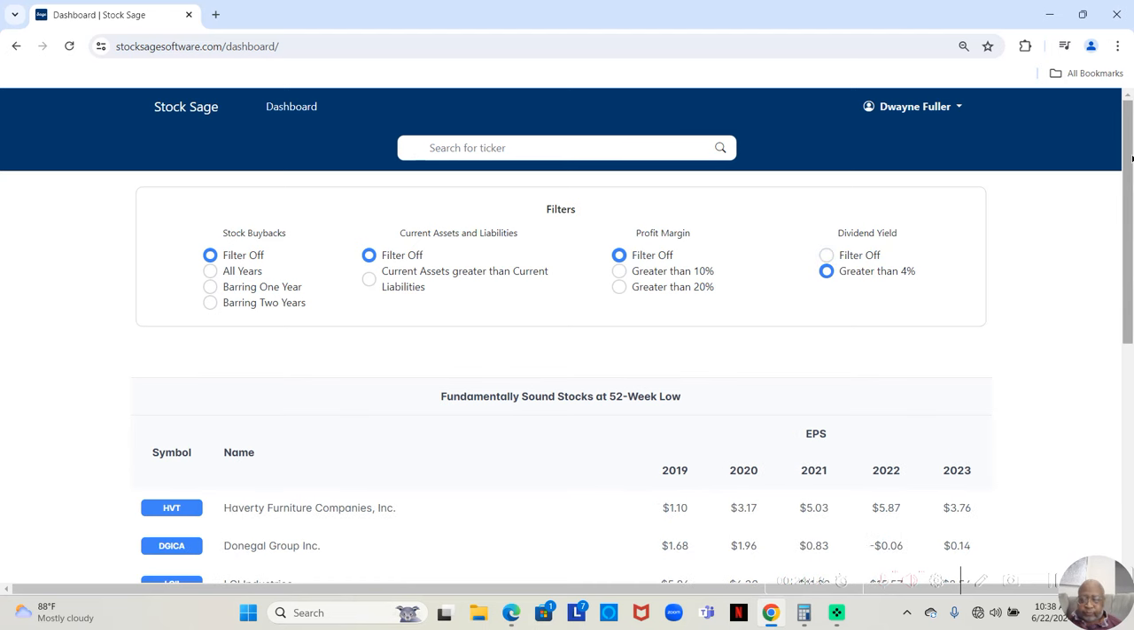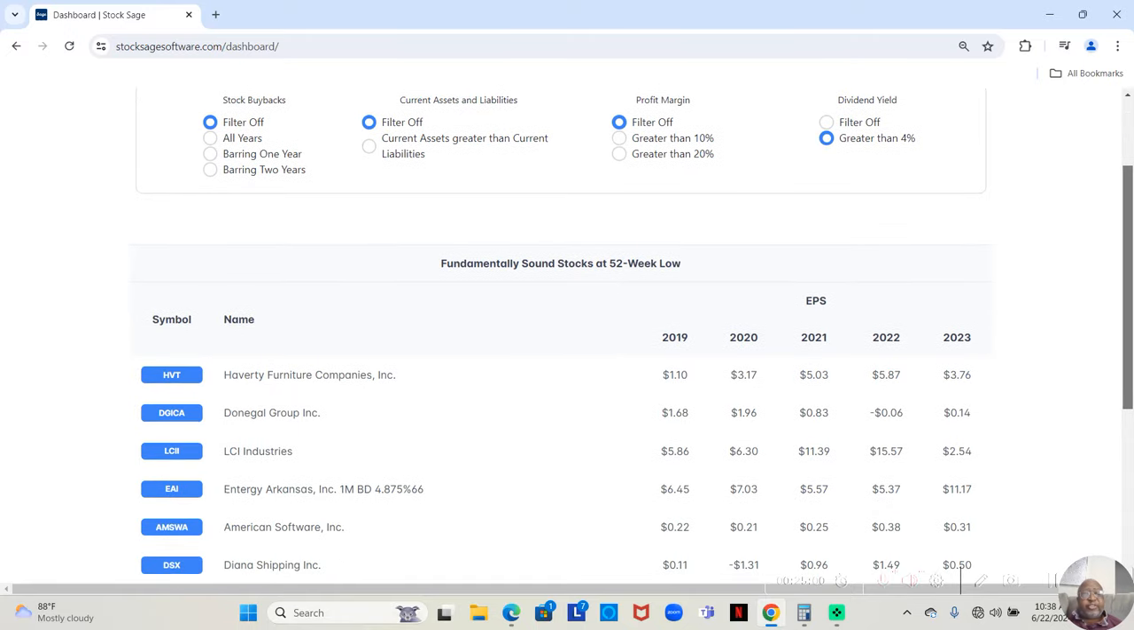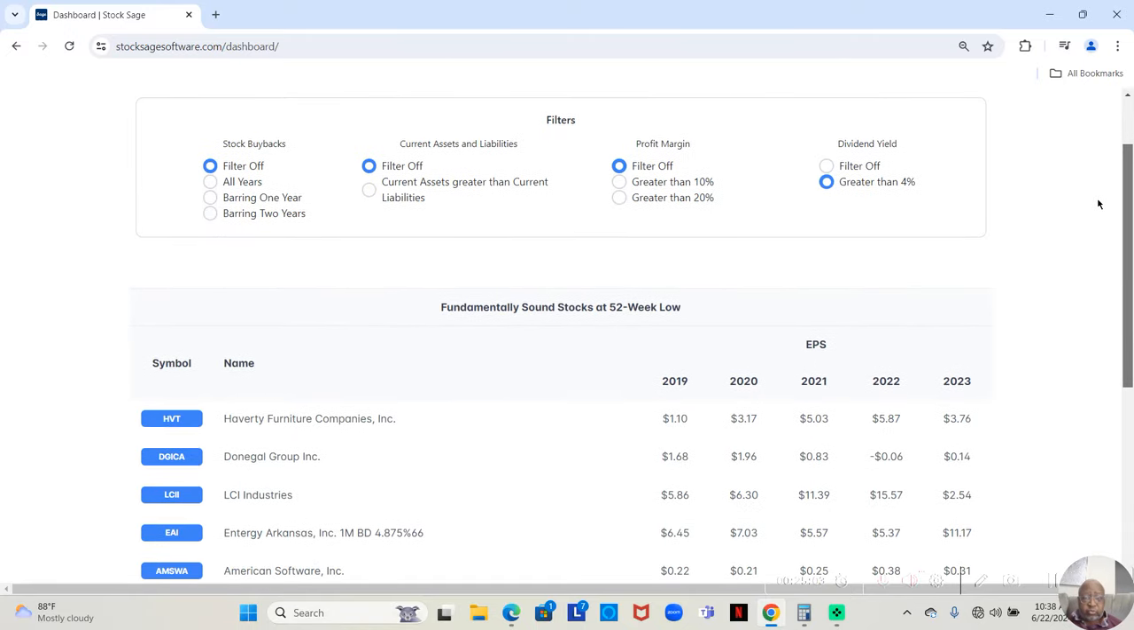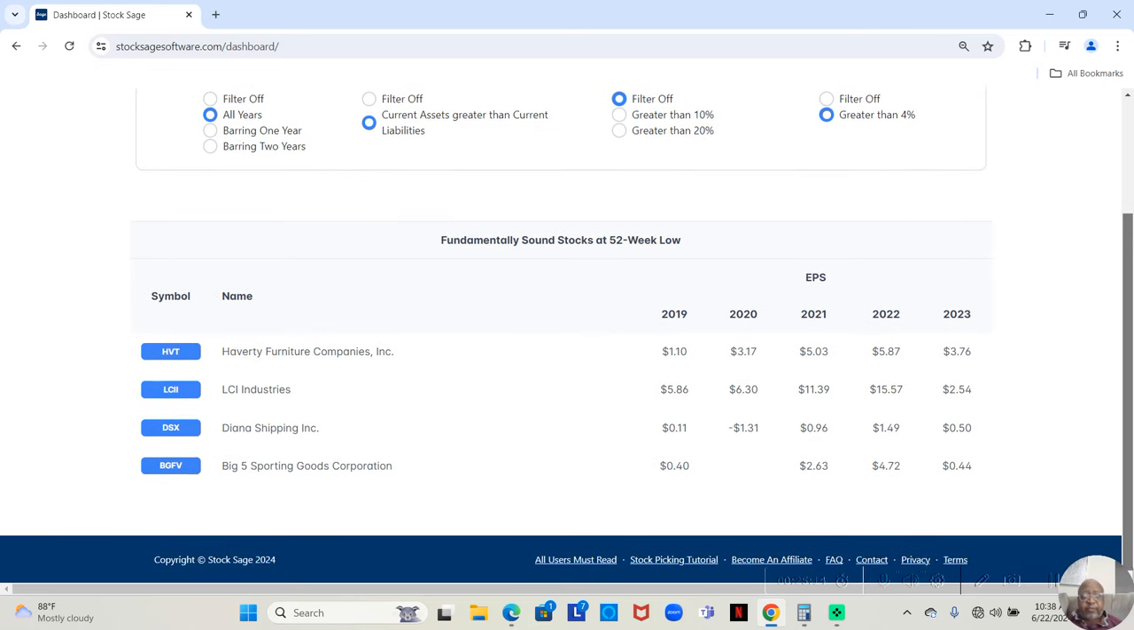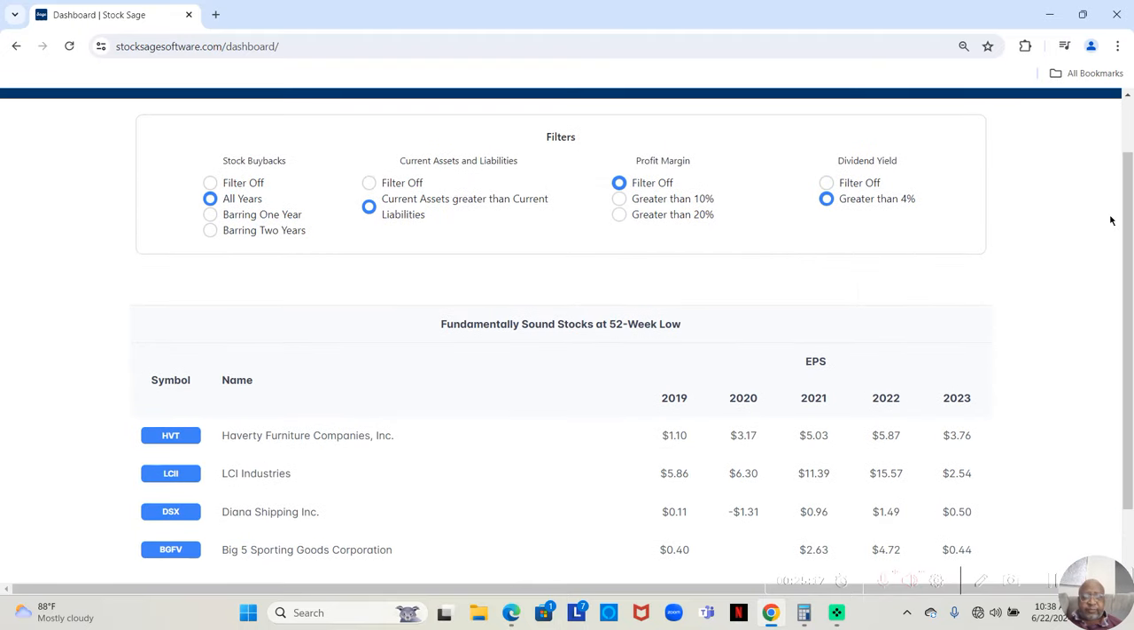But just to know, this app is now showing you all of the stocks that have dividend yields greater than 4%, and you can combine that with the fundamentals on the app. Stock buybacks, current assets greater than current liabilities, and profit margins greater than 10% or greater than 20%.